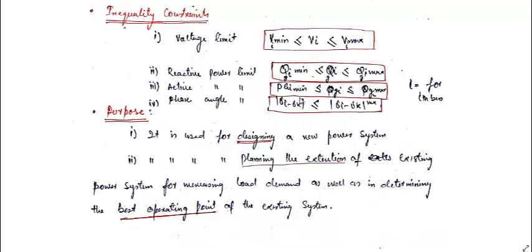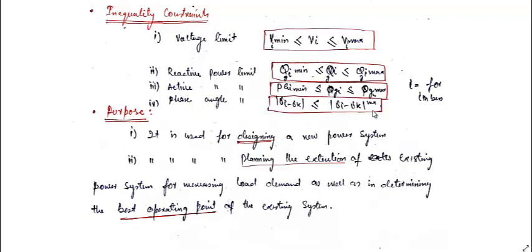Also the phase angle, the difference between the phase angles of two buses. Here i is the ith bus, k is the kth bus. We can say bus 3 or 4. The difference between these two phase angles should be less than the maximum phase angle that is prescribed, because we don't want this phase angle to go beyond a certain value, because it has an adverse effect on the stability of the system.